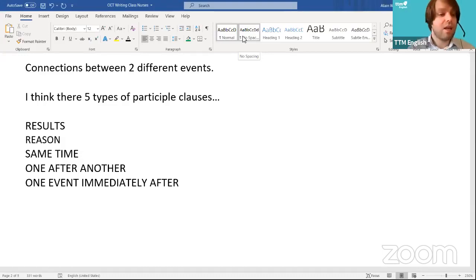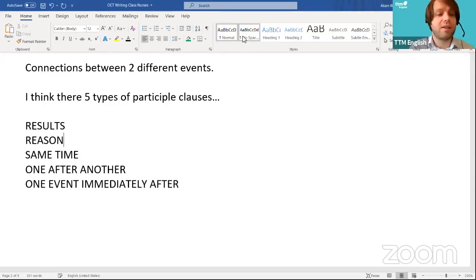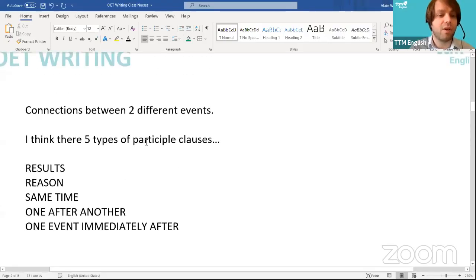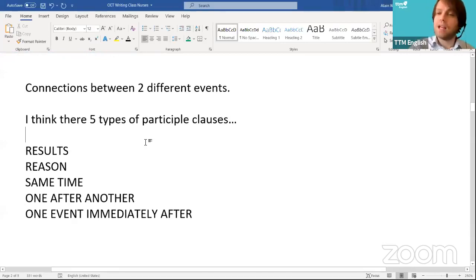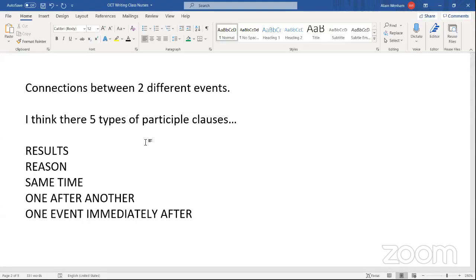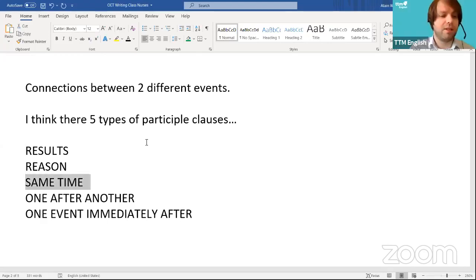So these are the five different types of participle clauses. Results, reason, same time, one after another. Let me give you a quick example again, and you guys can shout out now. We can have a bit of messiness. If I say, watching a movie, he did his homework. Same time. That's same time, isn't it, right?